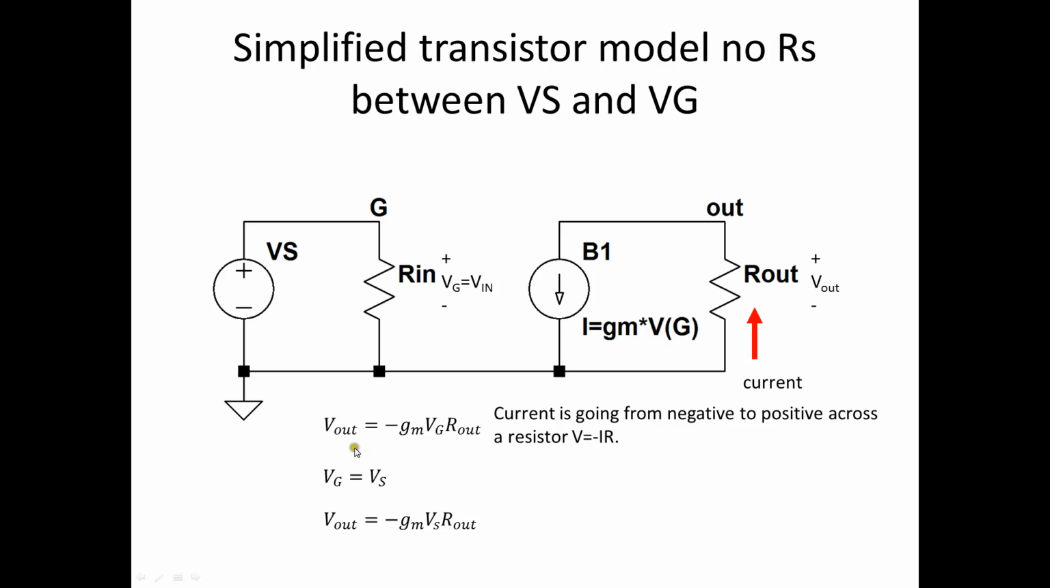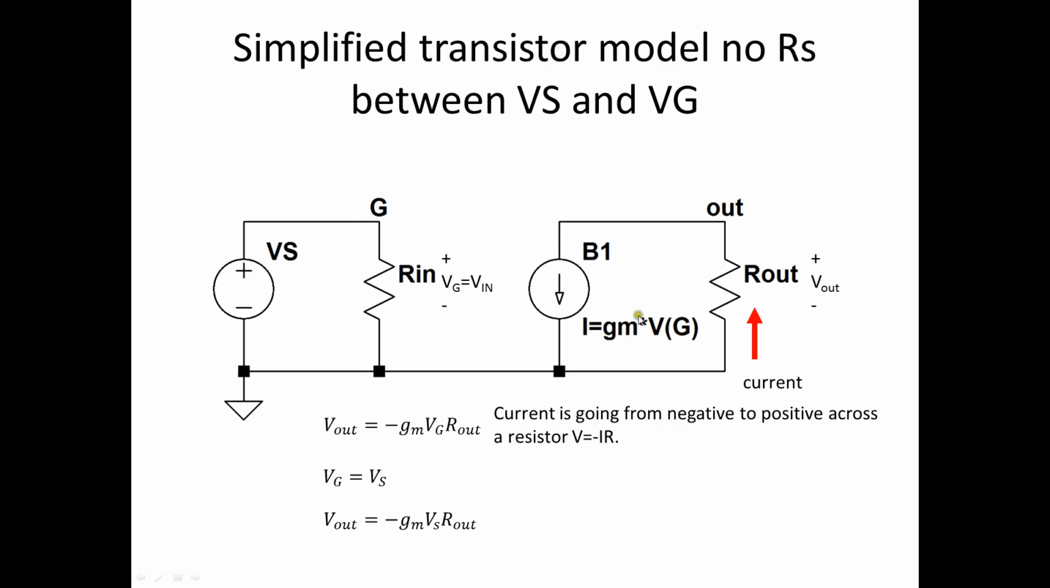And so V out is simply minus GM times VG times R out, because this current source, which flows in this counterclockwise direction, is flowing against the definition of V out. So if the current is flowing from negative to positive, we actually get a minus voltage.